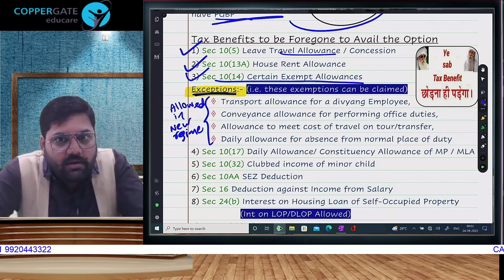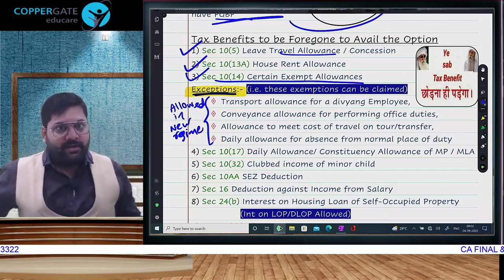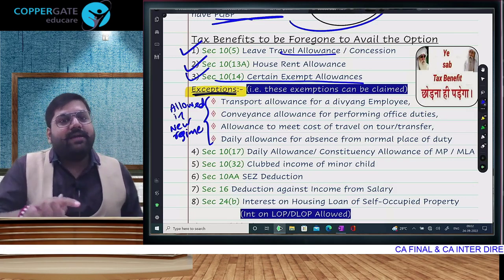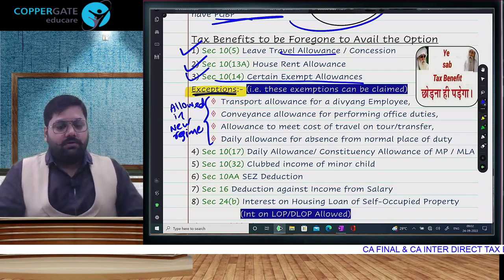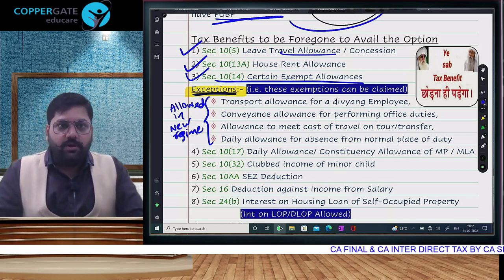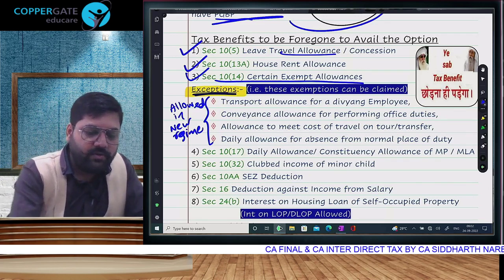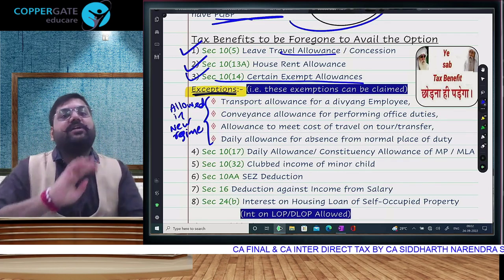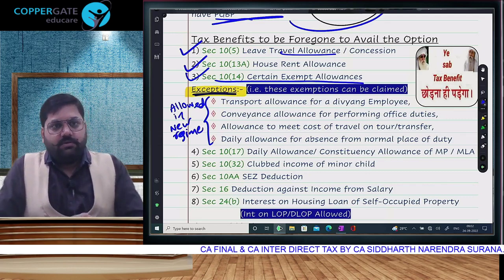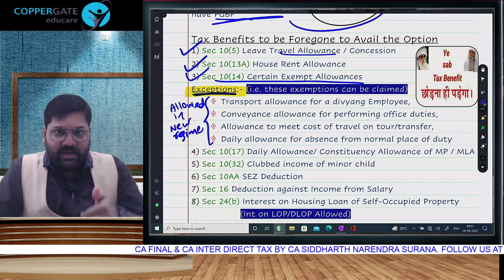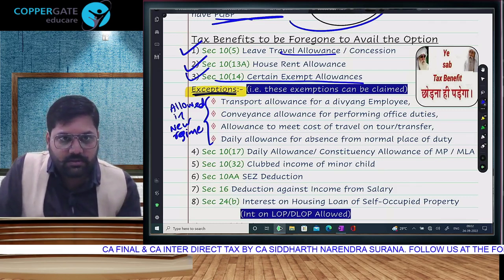10(14) is fully allowed in the older regime. Everything is allowed in the older regime. Where is it not allowed? New regime. But in this also, these 4 are going to be allowed. Which 4? Have you understood the exceptions?